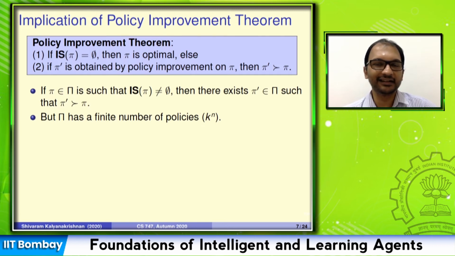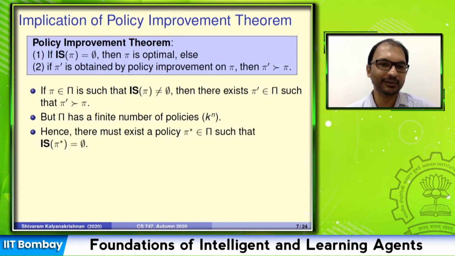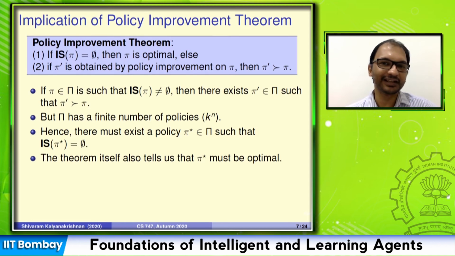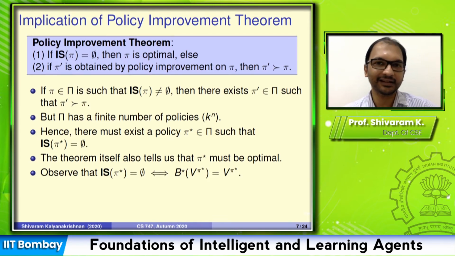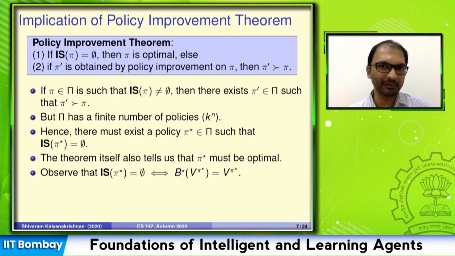And there is only a finite number of policies. So at some point you need to end up with a policy that does not have any improvable states. So there must exist a policy pi star such that the improvable set of pi star is empty. And the theorem itself tells us that if there is such a policy whose improvable set is empty, then that must be an optimal policy. The consequence of this is that every MDP must have an optimal policy. This is what we claimed earlier. The theorem shows almost constructively how this comes about, because it tells you if you're not at an optimal policy, you just keep improving. Eventually, you have to hit an optimal policy.